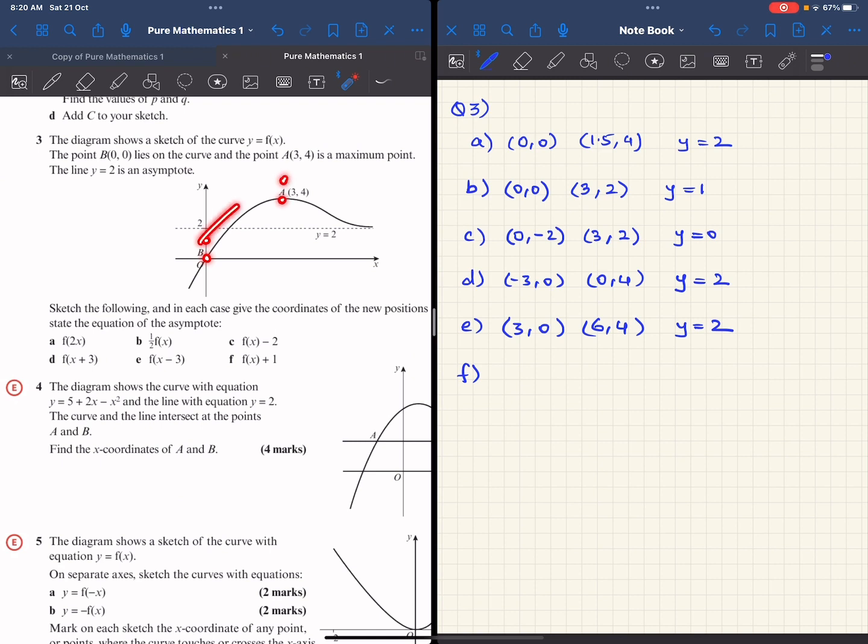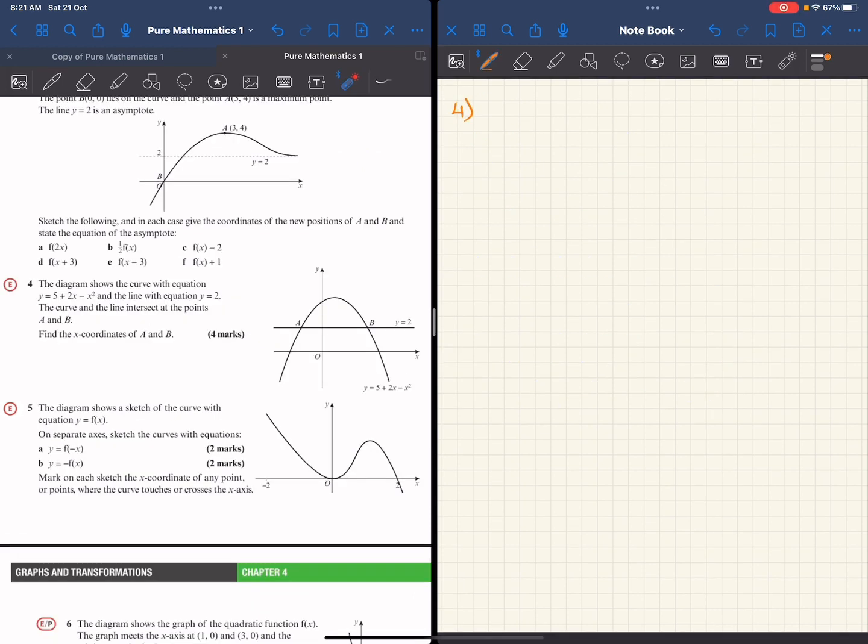Okay, so the graph will go like this, and hence the asymptote will also become y is equal to 2 plus 1, 3. So f will be 0, 1 and 3, 5, and the asymptote will be y is equal to 3.